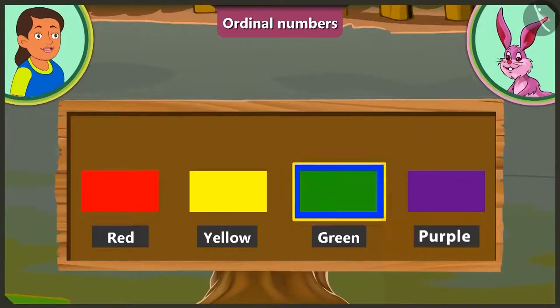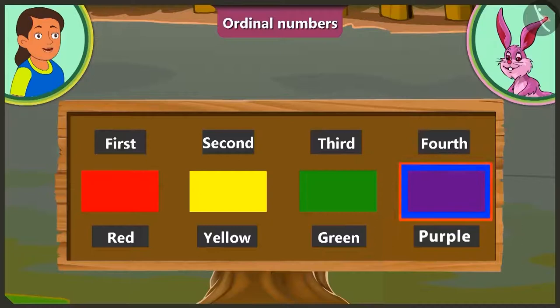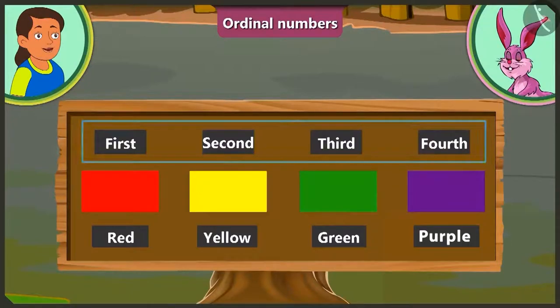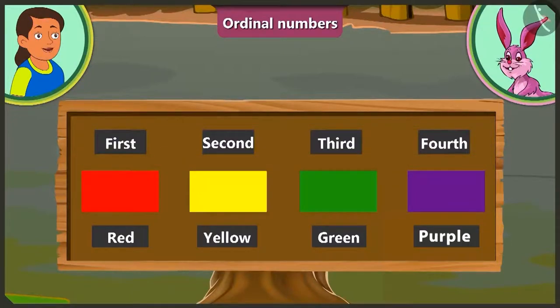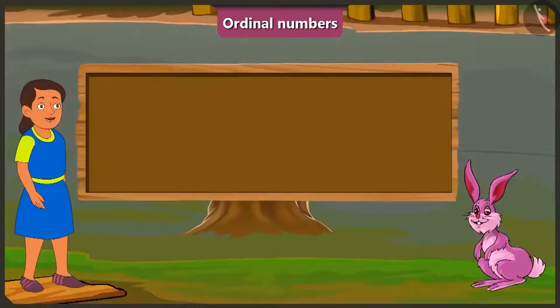Do you mean to say that we have to use terms such as first, second, third, fourth to tell the position of color green? Yes, Bubbly. Bunny, ask me more. This is fun. Come on, let us see few more examples. Look, Bubbly.